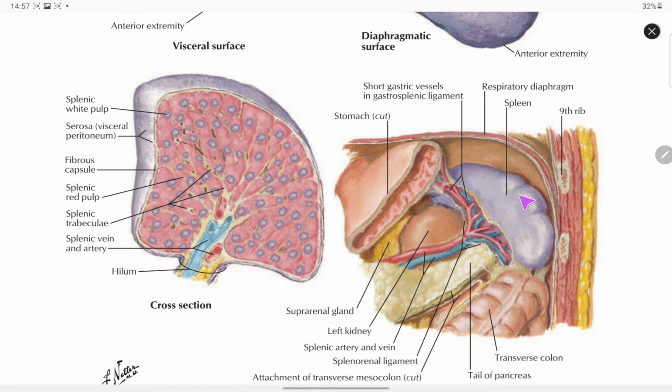This is the diaphragmatic surface. It is related to the diaphragm, which separates the spleen from the costo-diaphragmatic recess of the pleura, lung, and the 9th, 10th, and 11th rib of the left side.